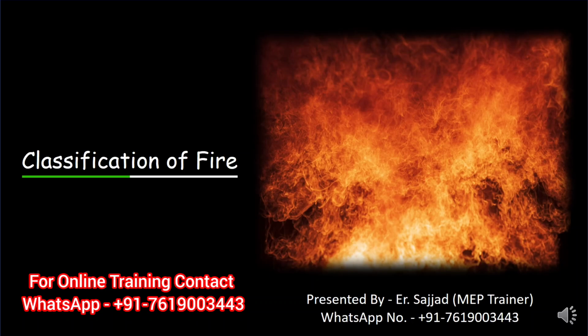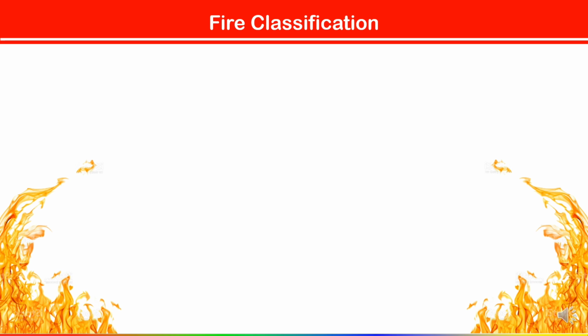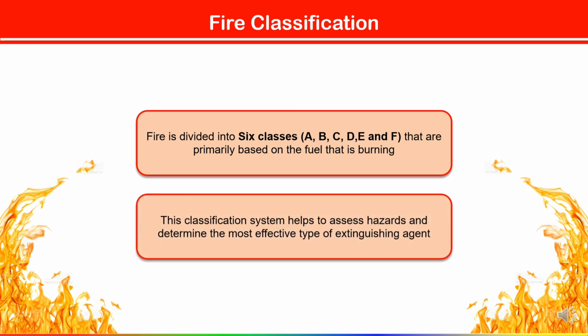So in this lecture, we'll discuss the classification of fire in detail. So let's start. Fire classification. Remember, fire classification varies slightly by region but is generally divided into classes based on the type of fuel involved. Fire is divided into 6 classes: A, B, C, D, E and F, that are primarily based on the fuel that is burning. This classification system helps to assess hazard and determine the most effective type of extinguishing agent.